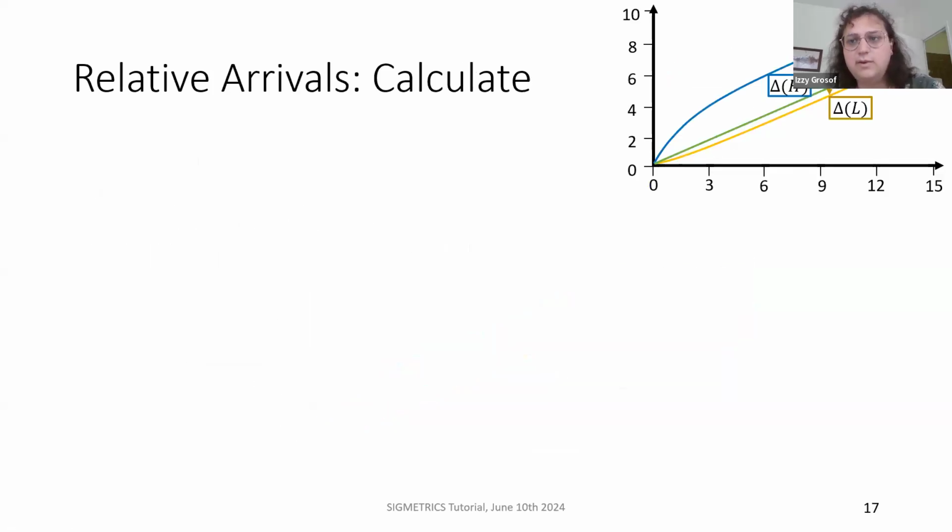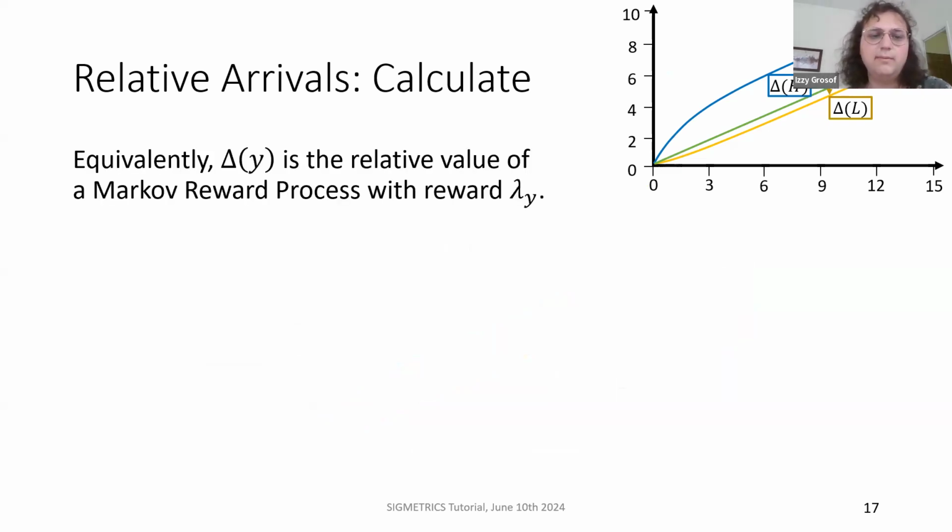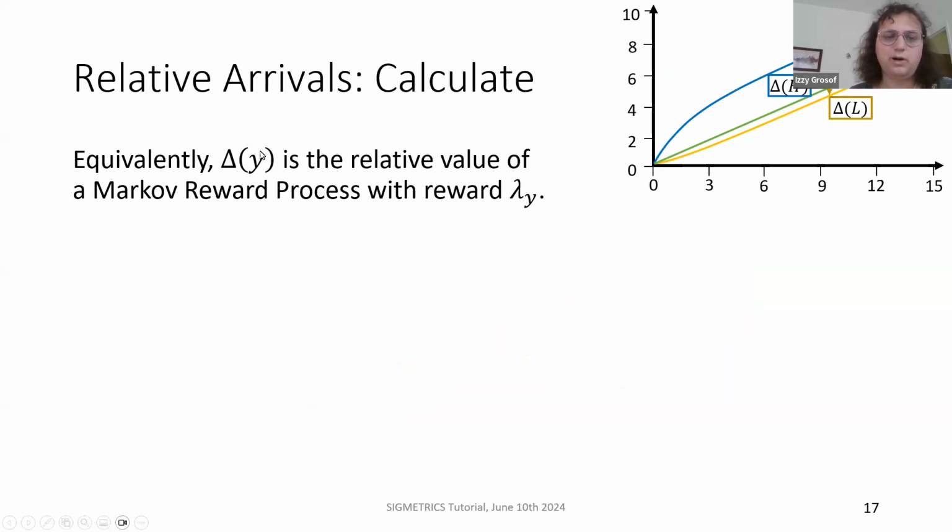Instead, an easier way to calculate them comes from a connection with Markov decision process theory. If you haven't heard about that before, don't worry, it's not prerequisite material, but it does make more sense for people who've seen it. Basically, we can think of delta y as the relative value of a Markov reward process whose reward is the instantaneous arrival rate of the system, lambda sub y.